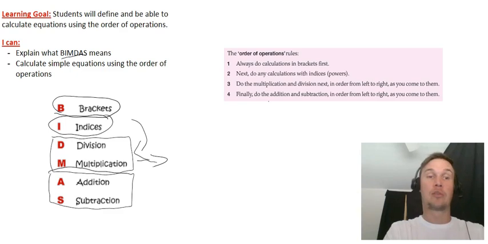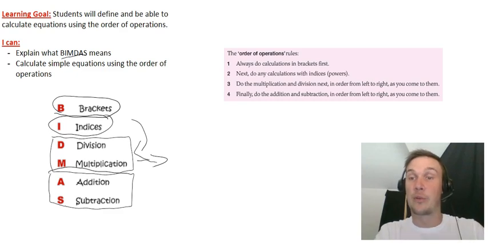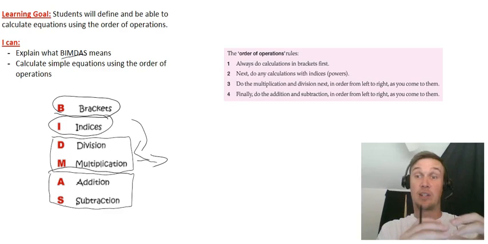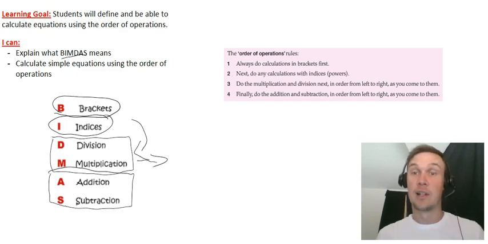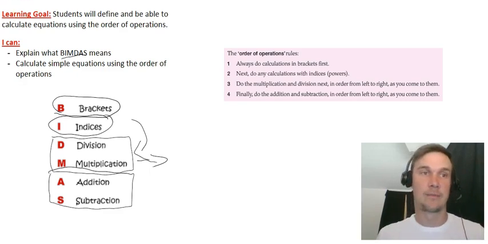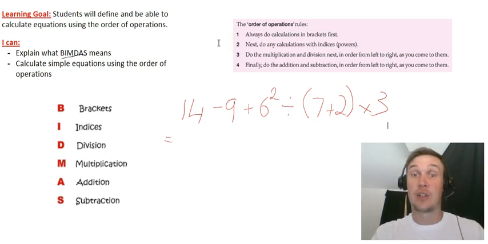So firstly, it's important you copy this first, what BIDMAS means. I also want you to make sure you write down what the order of operations rules is. And what we're going to do now is an equation, and we can see how this actually works using the order of operations. Okay, so here we actually have an equation.